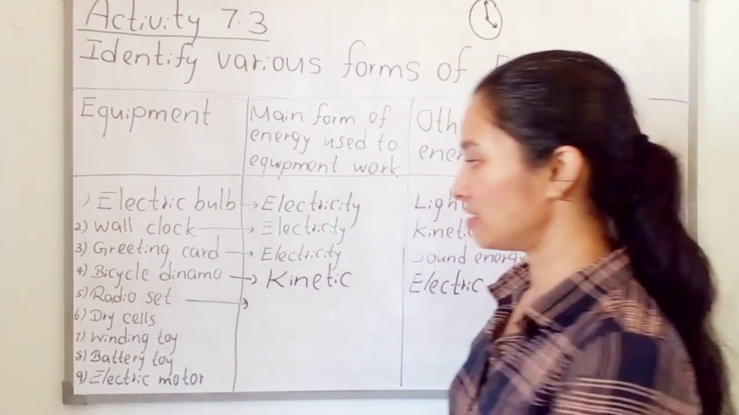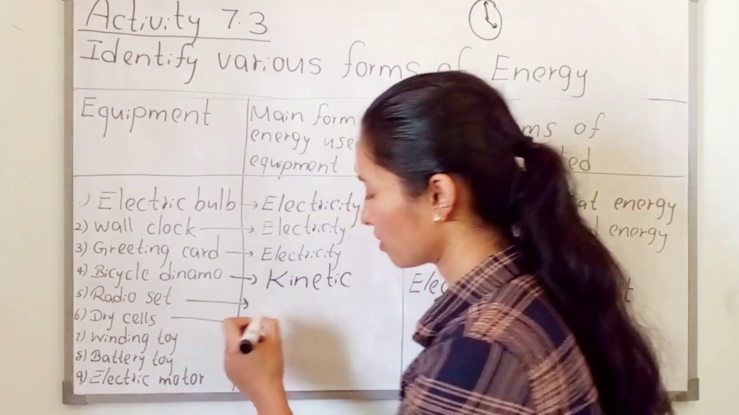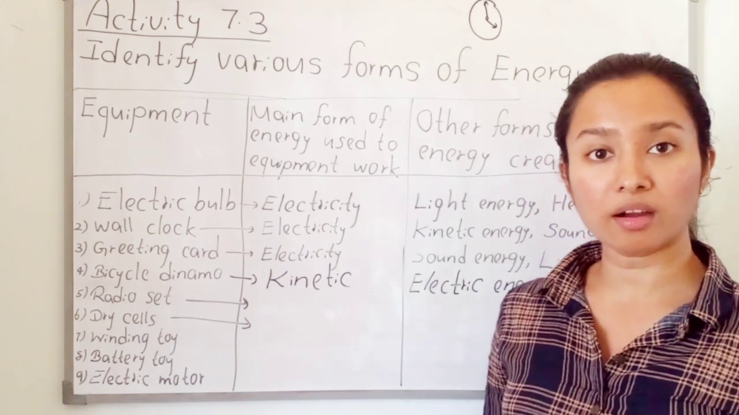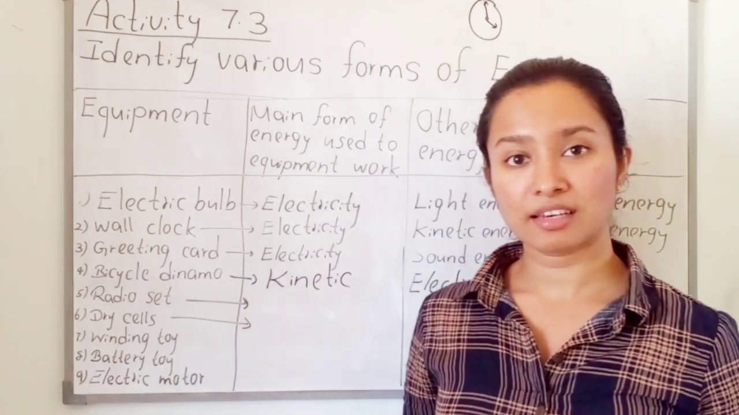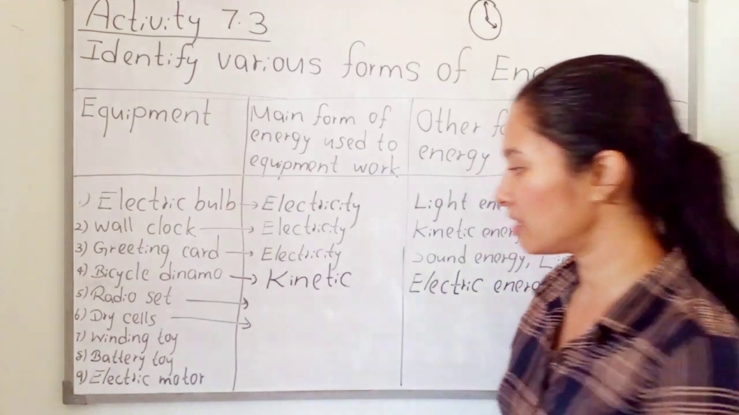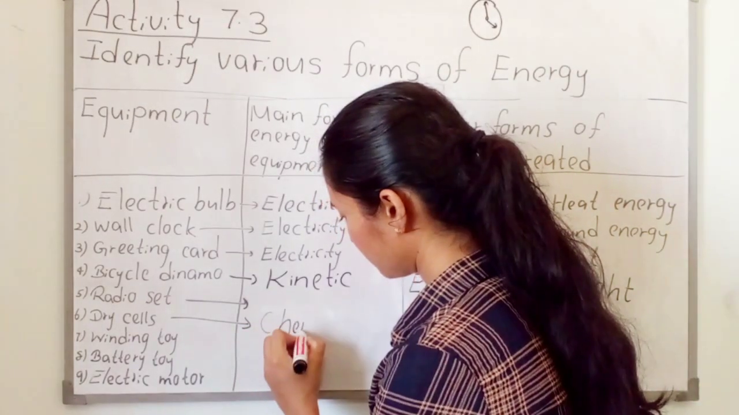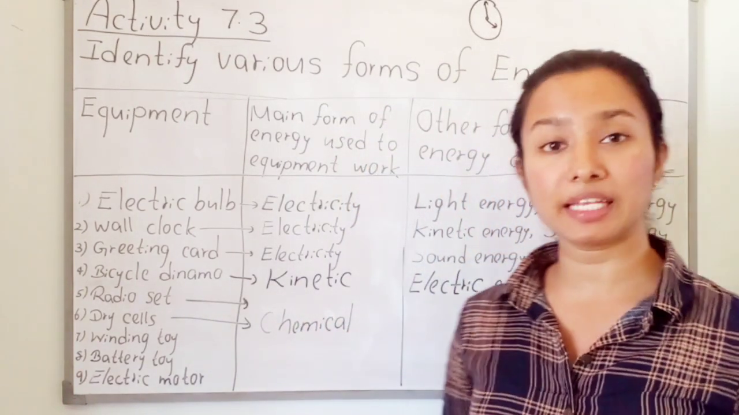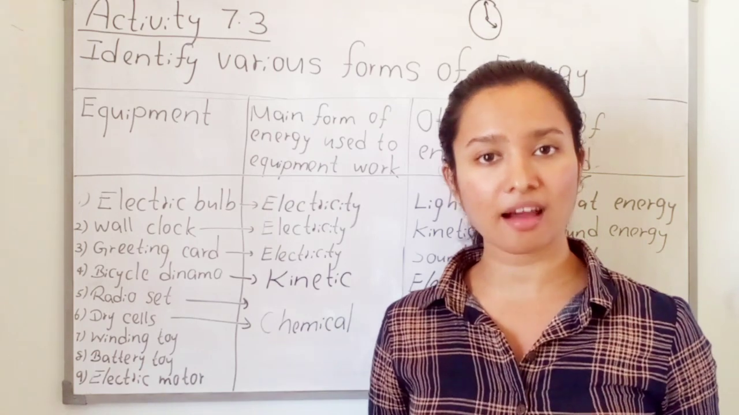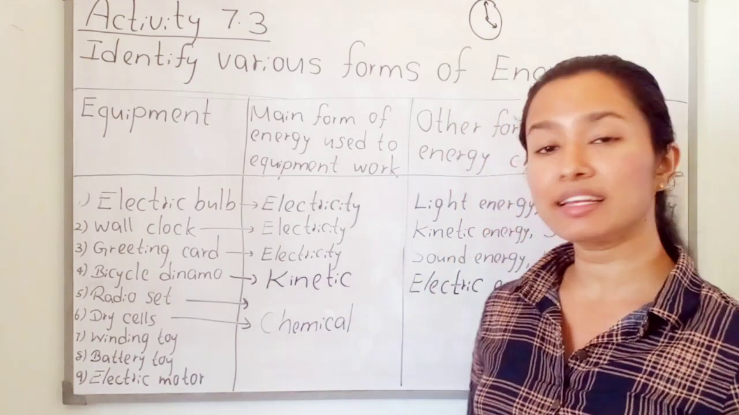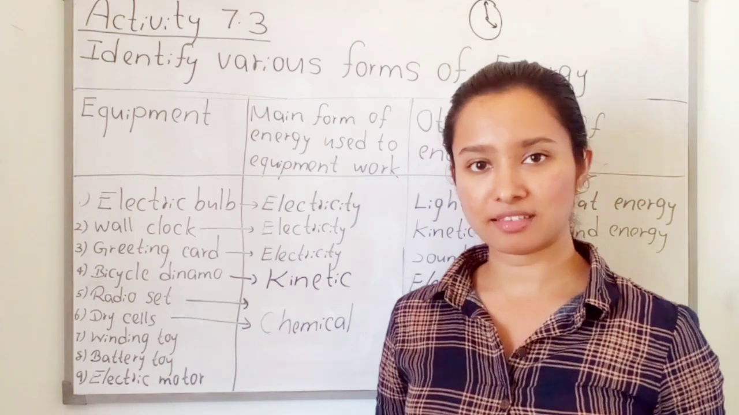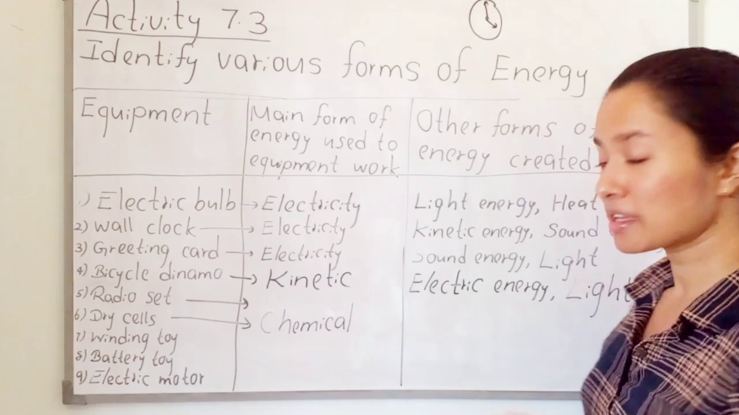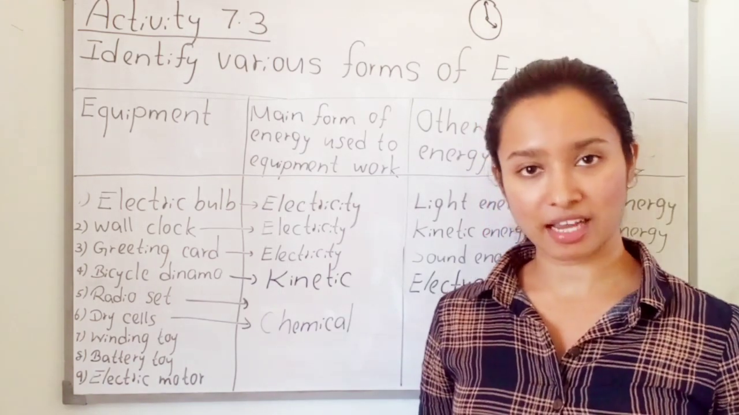Then dry cells. What is the energy used to make dry cells work? In dry cells, there are chemicals, so chemical energy. Inside the dry cells, that means electric cells, there are chemicals, so chemical energy is needed to work the dry cells. So what energy is created? Electricity. Electricity is produced in dry cells.